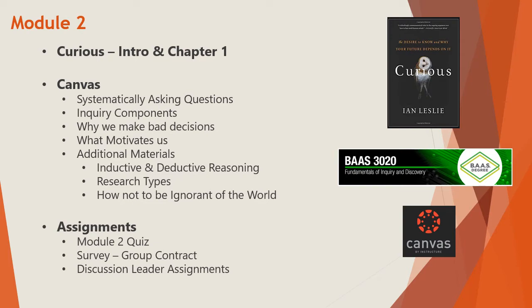You have the beginning of your survey project, which goes throughout the entire course, and you need to create your group contract. We also have discussion assignments running through this course where each of you are going to be a leader and a participant each week, and you need to divvy up the leader responsibilities by date and discussion, so that needs to be done this week as well. Okay, so that's an overview of the materials and assignments for this module.